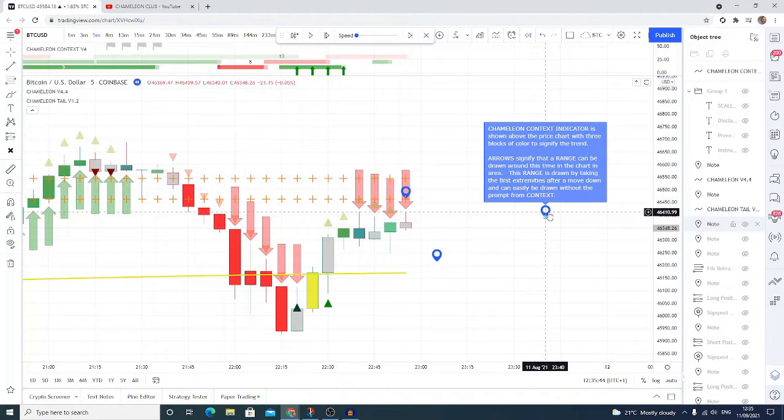The context indicator is shown above the price chart. Arrows signify that a range can be drawn around this time in the chart area. This range is drawn by taking the first extremity after a move down.